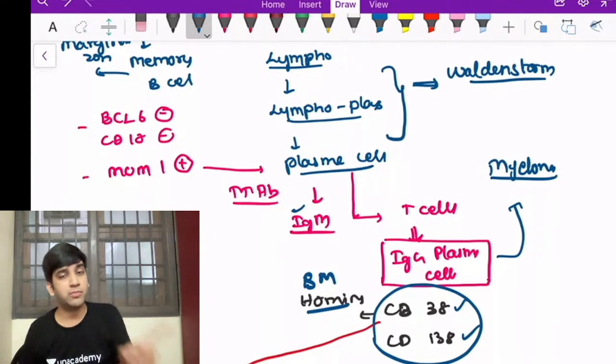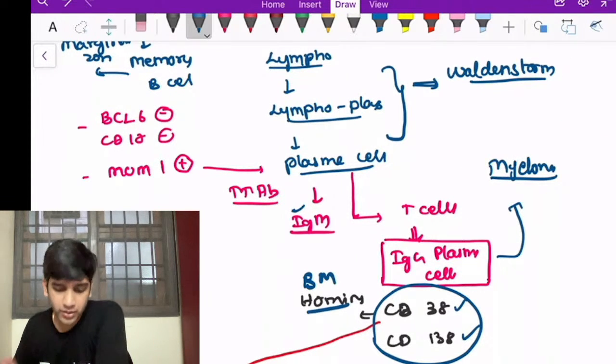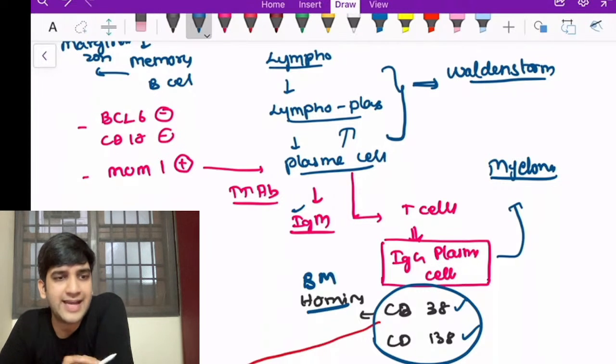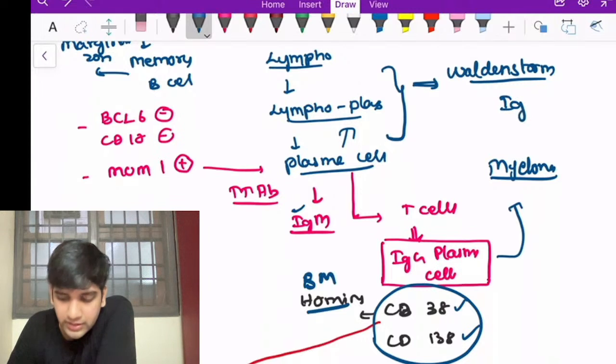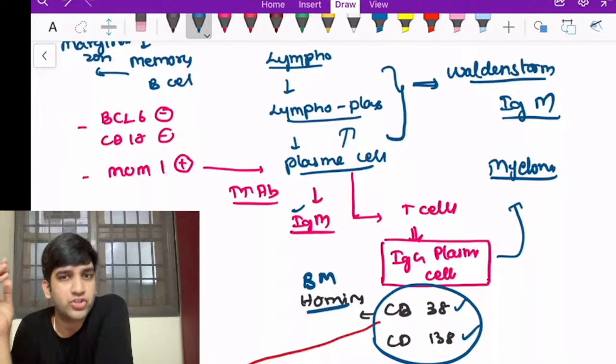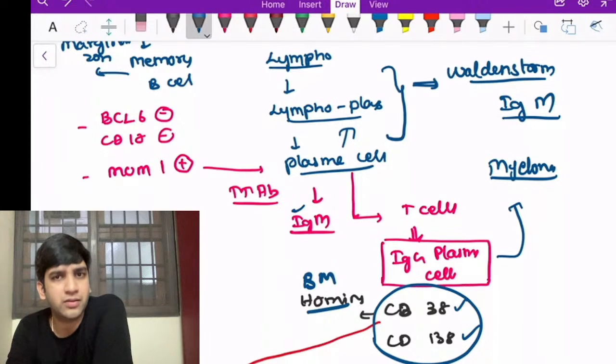On the other hand, if you remember Waldenstrom's macroglobulinemia or this plasma cell, what are they capable of secreting? IgM or IgG? They're capable of secreting IgM, right? They're immediate. If you remember Waldenstrom, they will secrete IgM, so you'll have paraproteinemia, your hyperviscosity syndrome. It's IgM secreting lymphoplasmacytic lymphoma. I call them Waldenstrom's, that's all.